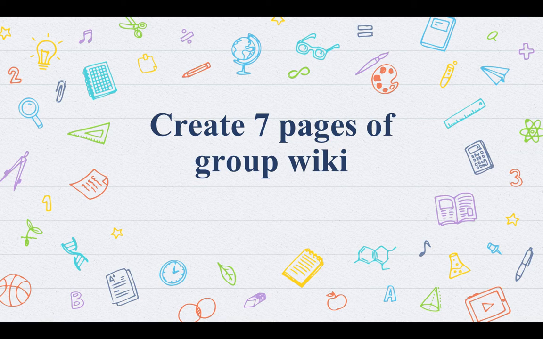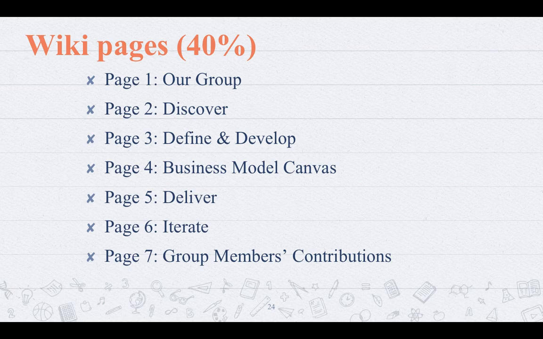Okay, so in your Blackboard, I want you to create 7 pages of group wiki. For each page, you have a title. Page 1, our group. Page 2, discover. Page 3, define and develop. Page 4, business model canvas. Page 5, deliver. Page 6, iterate. And page 7 is the group members' contribution.